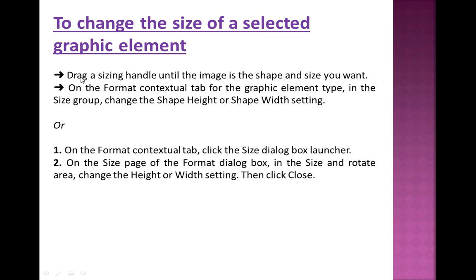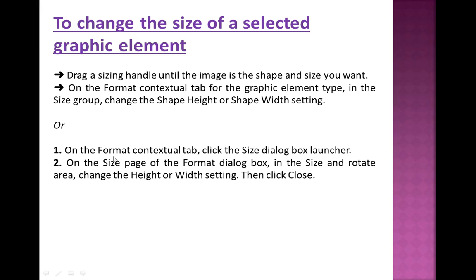How can we change the size? Drag a sizing handle until the image is the shape and size that you want. Means simply drag the picture according to your requirement, and you can adjust the picture size in an effective manner. Then the second point is on the Format contextual tab for the graphic element type. In the Size group, click the Shape Height and Shape Width settings. Means either you can drag with the help of the mouse or go to the Format contextual tab for the graphic element and change the height or shape width setting.